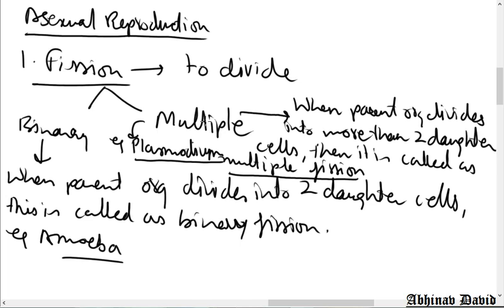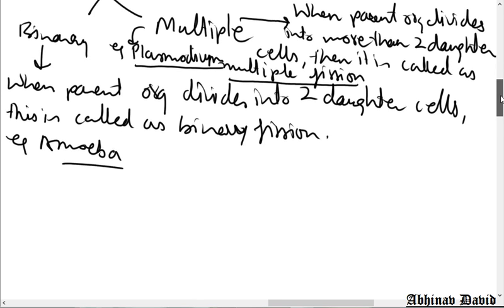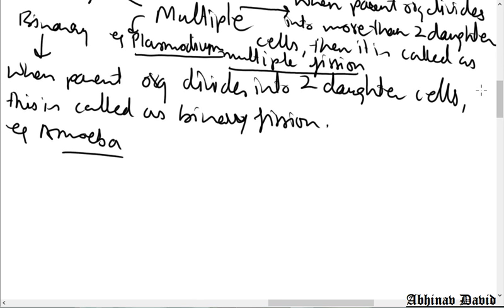Now let us talk about binary fission one more time, and then we will see what is given in the NCERT. Binary fission takes place in amoeba. Amoeba is also a protozoan. And there is one more protozoan called leishmania. Both are protozoans.